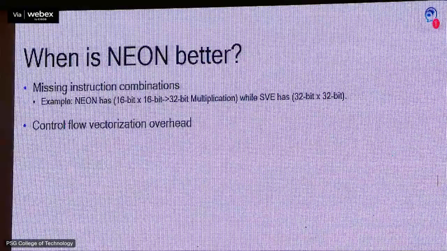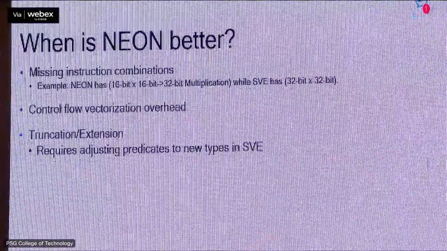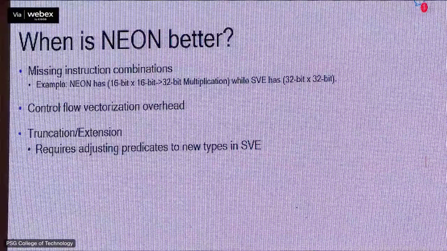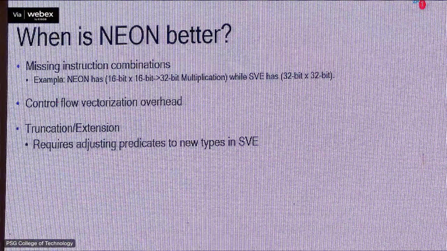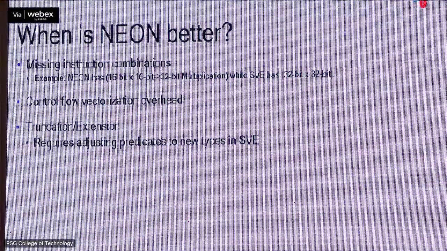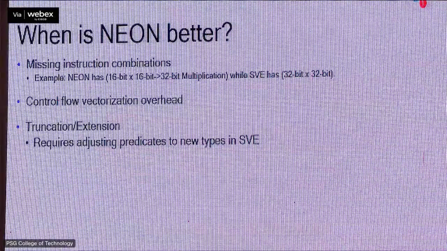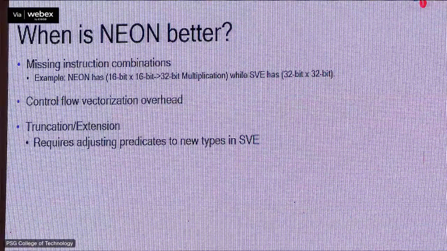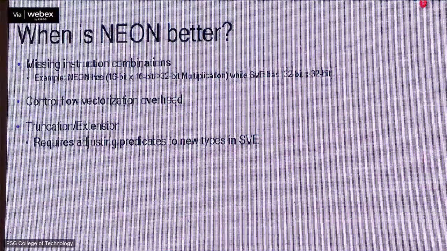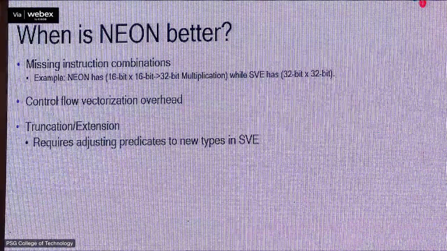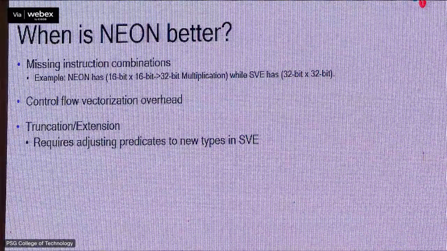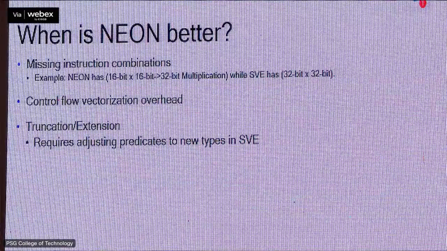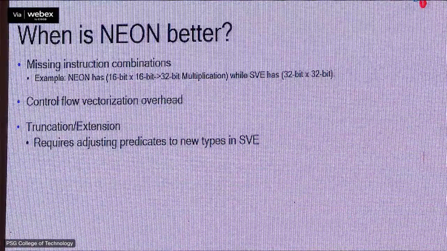In some cases, what happens is the overhead of control for vectorization is high. So you try very hard to do control for vectorization, and it ends up generating a lot of predicates. And that is not very good in many cases. And then the other one is a lot of computation does require extension. So you load a short type, you extend it to a word type, and do the operation on it. These kinds of operations are very expensive in SVE.